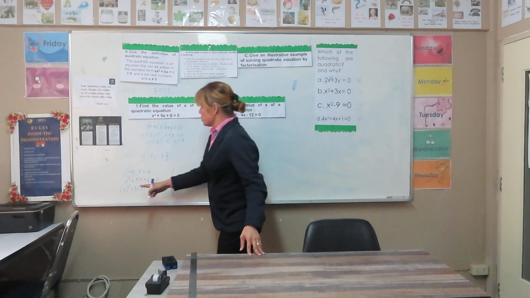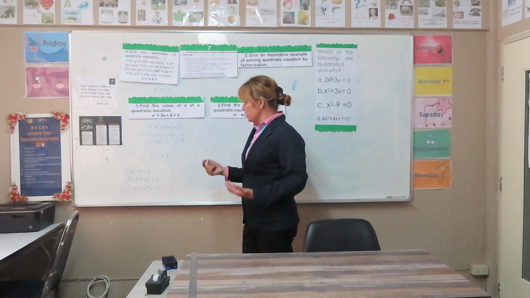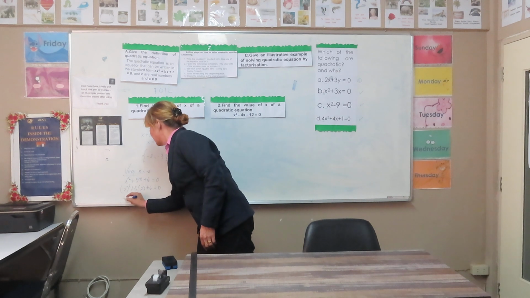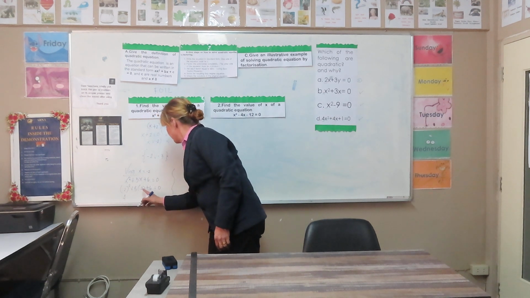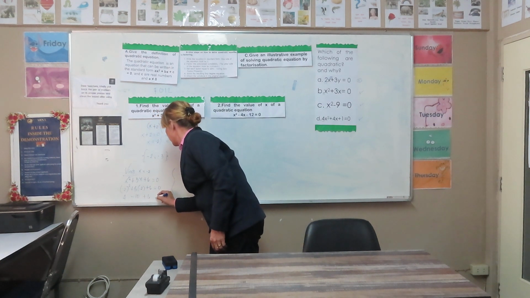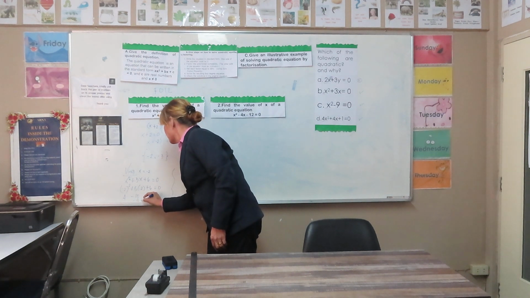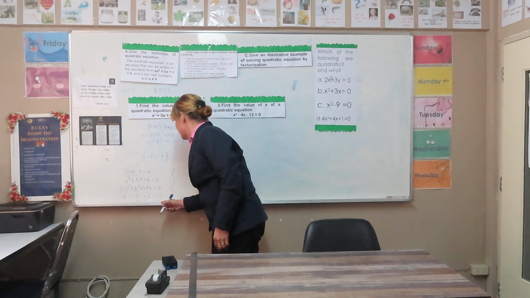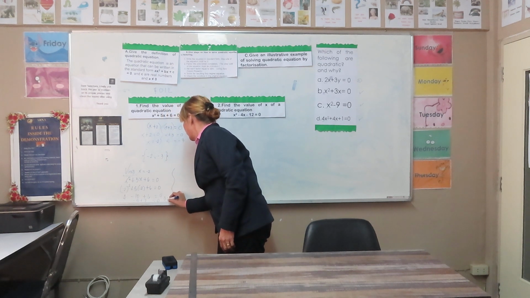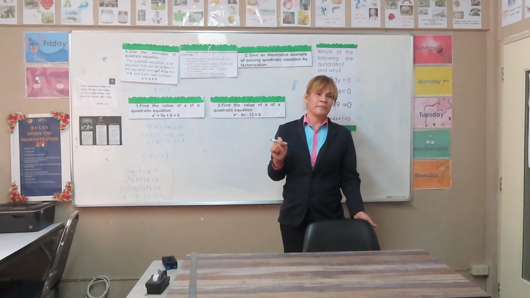Okay? So negative 2 squared means negative 2 times negative 2, which is equal to positive 4. Positive 5 times negative 2 is equal to negative 10, plus 6 is equal to 0. Combining like terms, negative 10 plus 10 is equal to 0. So therefore, 0 is equal to 0. So therefore, that answer is correct.